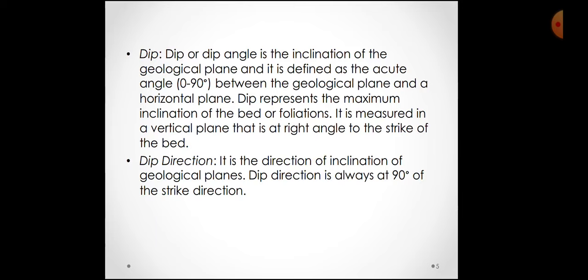Dip. Dip or dip angle is the inclination of the geological plane and is defined as the acute angle, 0 to 90 degrees, between the geological plane and the horizontal plane. Dip represents the maximum inclination of the bed or foliations. It is measured in a vertical plane that is at right angle to the strike of the bed.